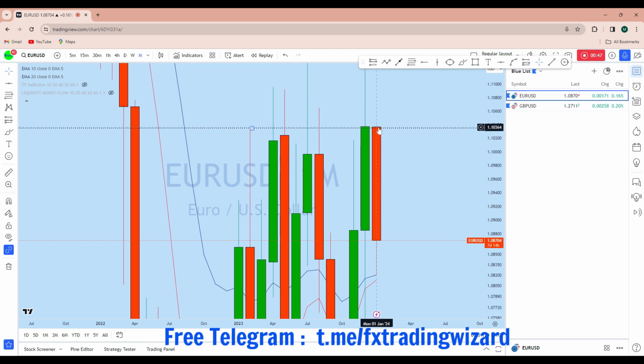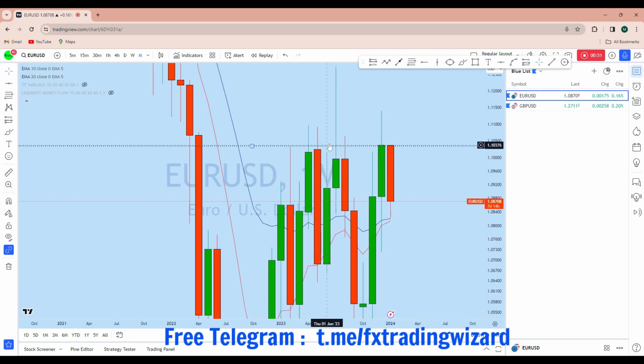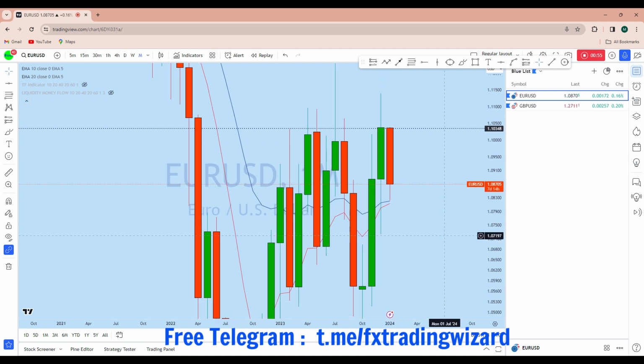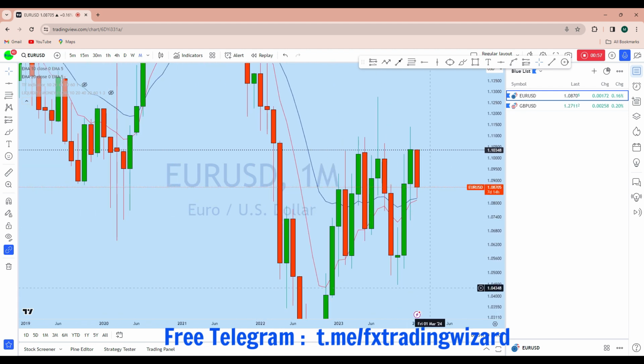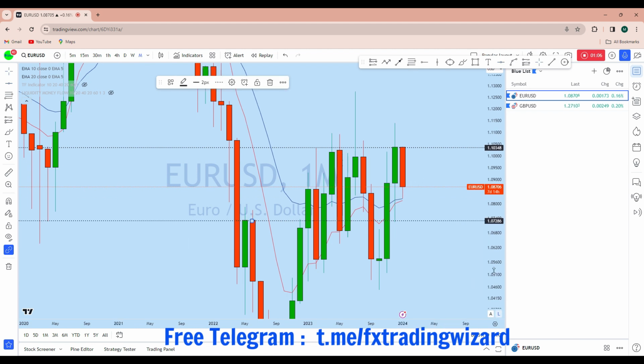We have seen an immediate rejection. That means that there is a high pressure from the seller. As this market gathers liquidity from the monthly, we can expect euro dollar to drop down further. And what I think is that with that move, we can expect euro dollar to retest this monthly support level.